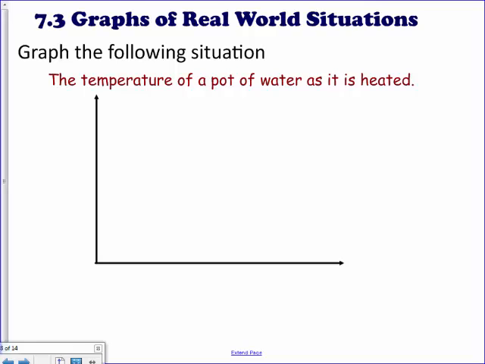Now let's use our independent and dependent to make a graph for that situation. So it says the temp of a pot of water as it's heated. Well, we already described that the temp depends on the heat, how much it's heated. So the heat is the independent, and the temperature is the dependent. So basically, as I increase how much it's heated, what is happening to our temperature?